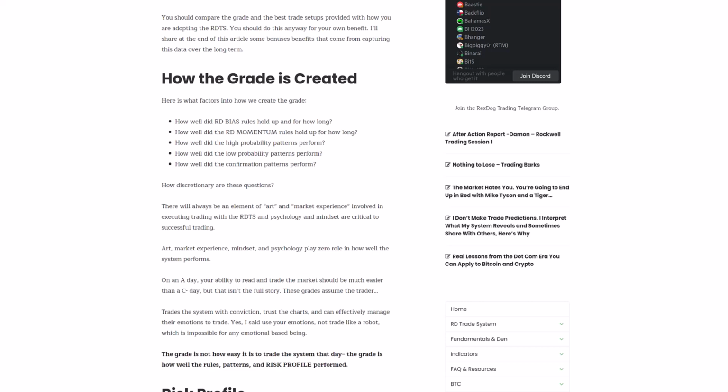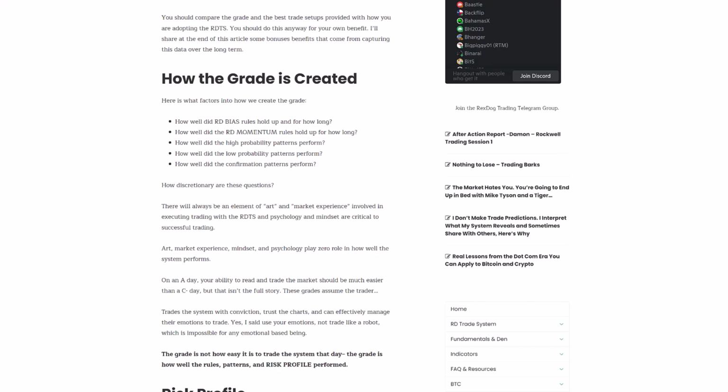It's not after the fact. One question you might have is how discretionary are these questions? Well, of course, there will always be a kind of art or market experience involved in executing a trade system. And with the RexDog trade system, as with any other one, psychology and mindset are critical to successful trading. Art, market experience, mindset, and psychology play zero role in how well the system performs. Let me say that again. Art, market experience, mindset, and psychology play zero role in how well the system performs.